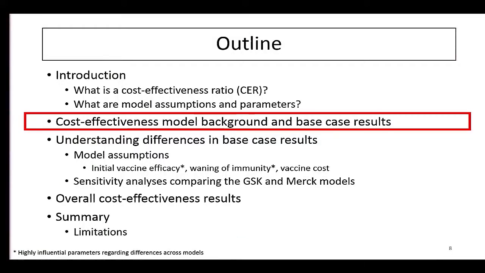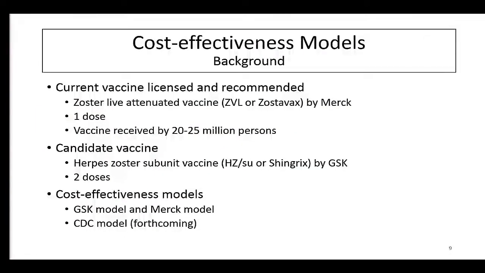Moving into background on the model and some base case results. The current vaccine that's licensed and recommended is zoster live attenuated vaccine. We've been abbreviating it ZVL. I'll be referring to it as the live vaccine. It's a single-dose vaccine. It's been received by 20 to 25 million people. The candidate vaccine is a herpes zoster subunit vaccine. It's a 2-dose vaccine. I'll be referring to it as the subunit vaccine, but it'll be abbreviated as HZSU.